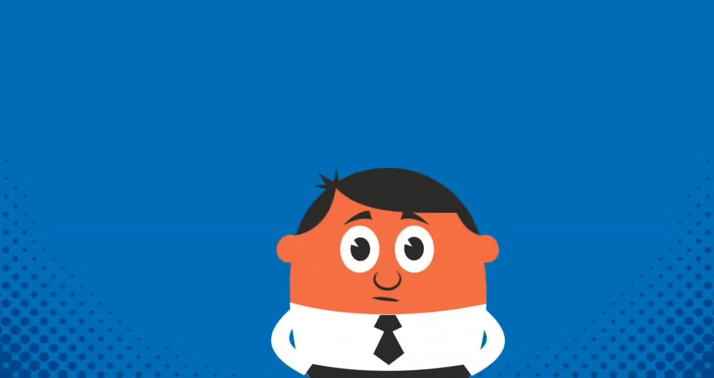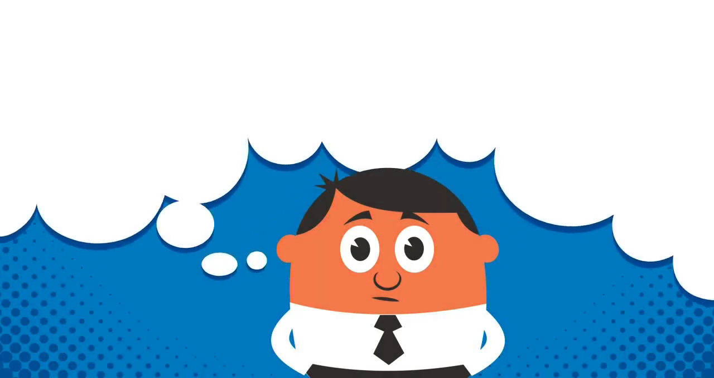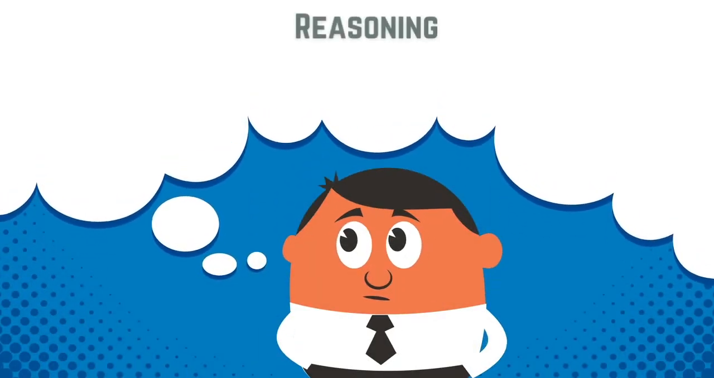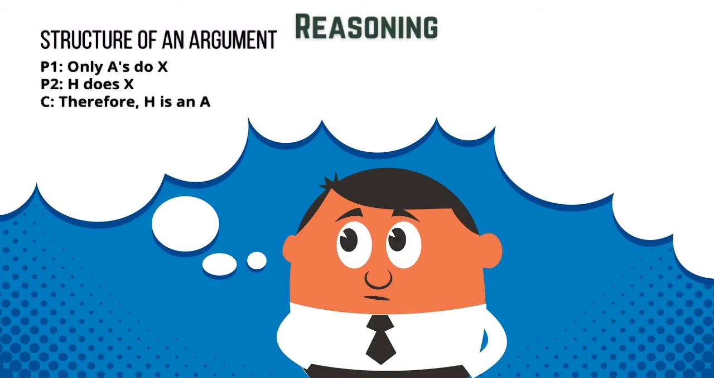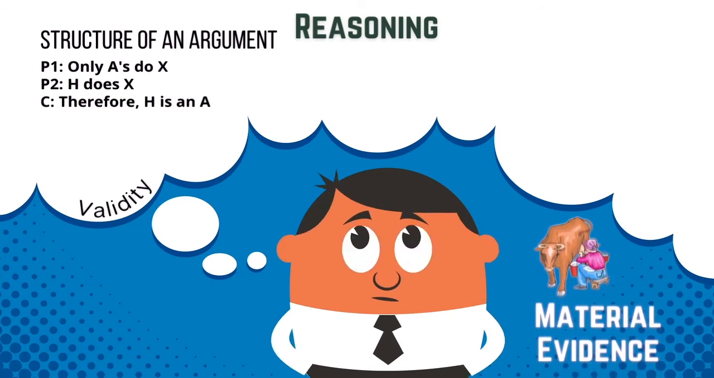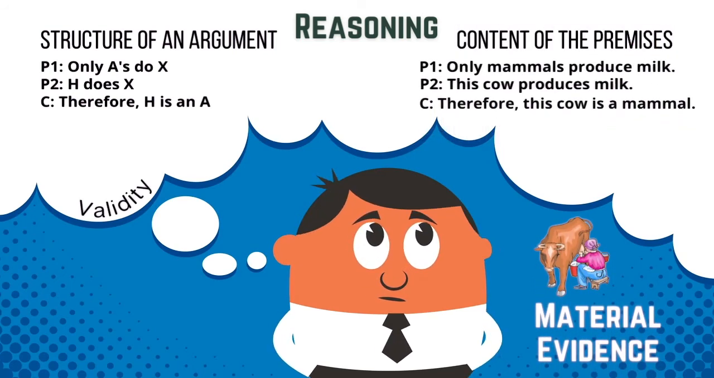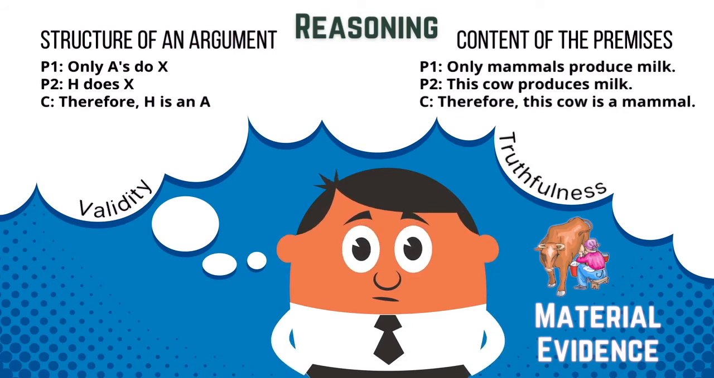Every time we evaluate whether an idea is true, we engage in a process that involves both reasoning, represented by the structure of an argument and expressed in terms of validity, and material evidence, represented by the content of the premises of an argument and expressed in terms of truth. Yeah, we might need to go over that again. Every time we evaluate whether an argument is true, we engage in a process that involves two aspects: reasoning and material evidence.